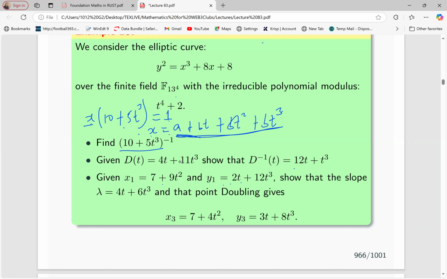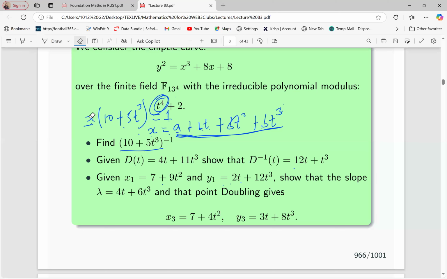We are just doing this to take care of all possible scenarios, because we know that we are dealing with points that are polynomials here, and therefore the inverse of a polynomial will also be a polynomial. So this polynomial is supposed to be a plus bt plus ct squared plus dt cubed. We reach here because of the embedding degree 4.